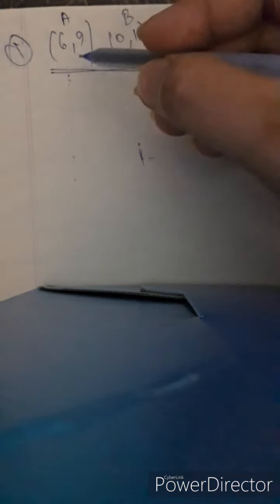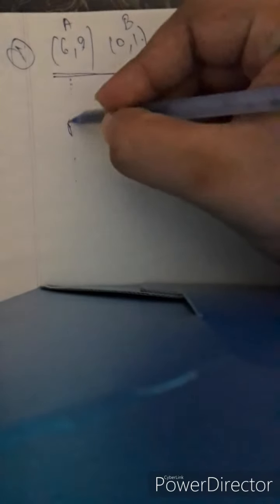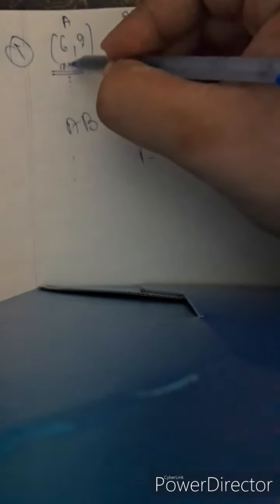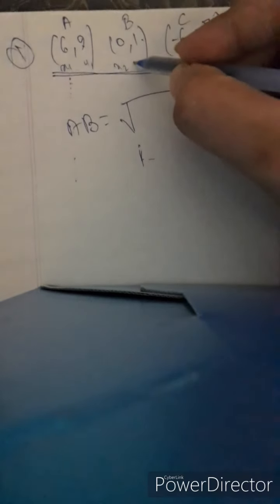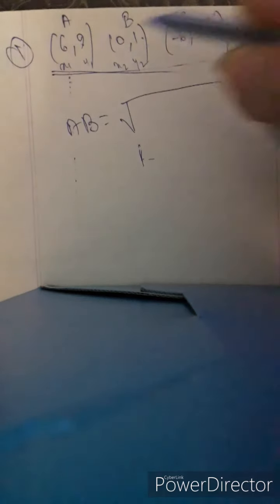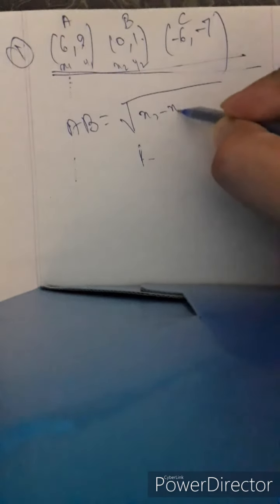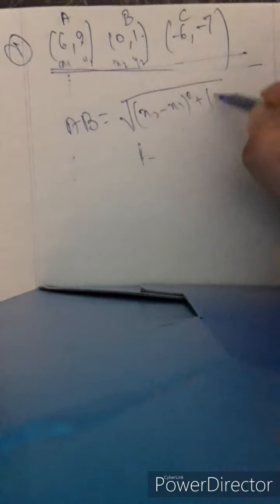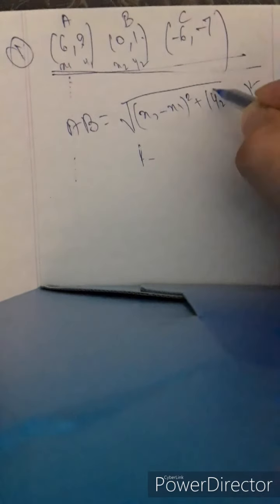Alright, so how do we do that? Let's find the distance between A and B. That is AB equals root under, this is x1, y1, this is x2, y2. So (x2 minus x1) whole square plus (y2 minus y1) whole square.